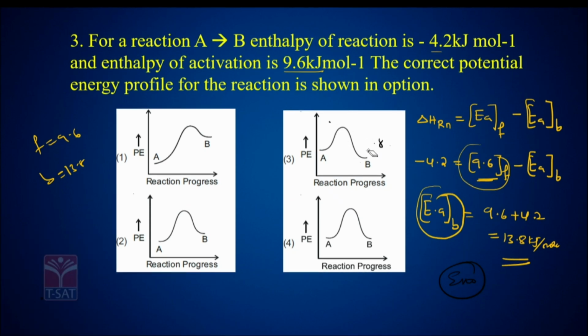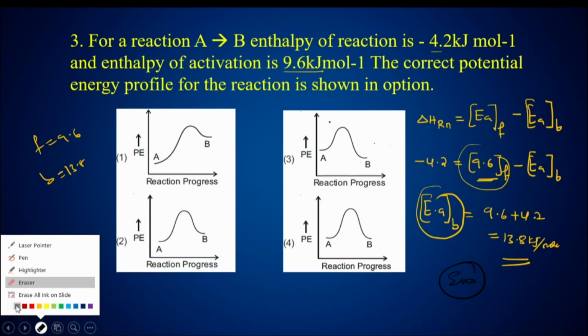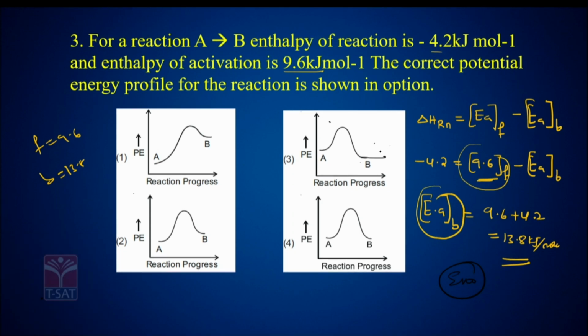You can see here the enthalpy of product B is lesser than A, so it is an exothermic reaction, and the activation energy of the backward reaction is more. This is the activation energy of the backward reaction. We will write this as 13.8 and this one will be 9.6, it is given. Option 3 is the correct answer for this question.